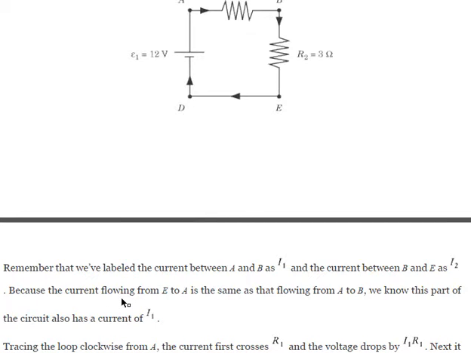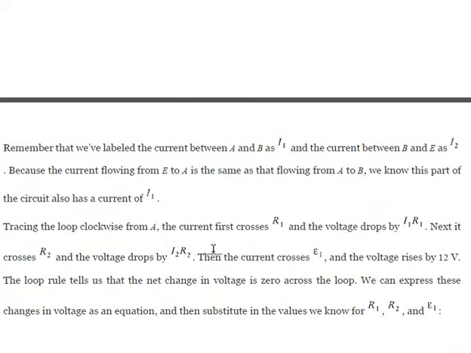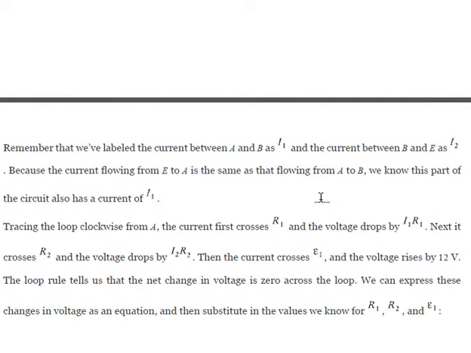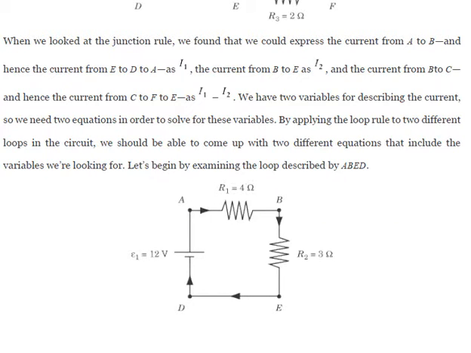Alright, so remember the current between A and B is I1. The current between B and E is I2. And then E to D and D to A would also both be I1. So if we trace the loop clockwise from A, the current is going to cross over R1. We trace from A, the current is going to drop over R1 because that's the way our arrows go. So we go with the arrows across the resistor, it causes some drop, I1 times R1.